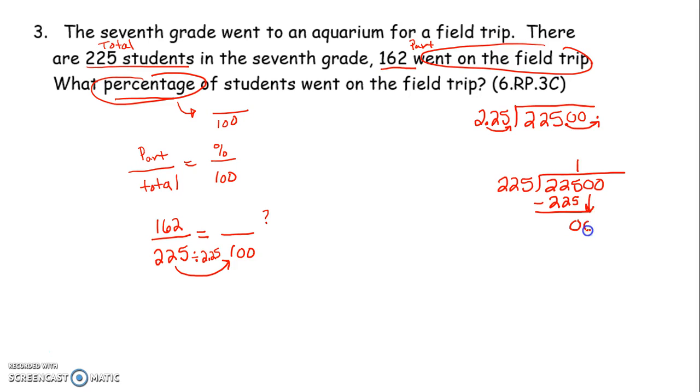0, bring down a 0. How many times does 225 go into 0? 0 times. 0 times 225 is 0. Bring down that last 0. How many times does 225 go into 0? Okay. That was just to prove to you that 225 divided by 2.25 is 100. I'm going to divide the denominator by 2.25, so I need to divide the numerator by 2.25.